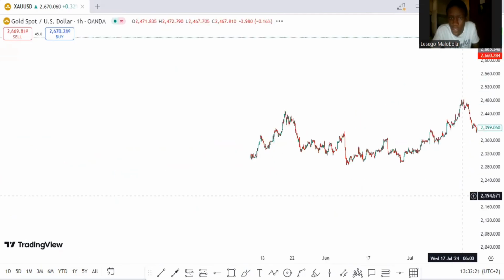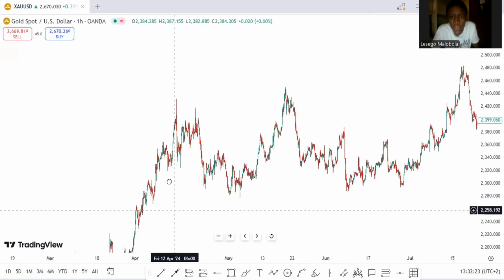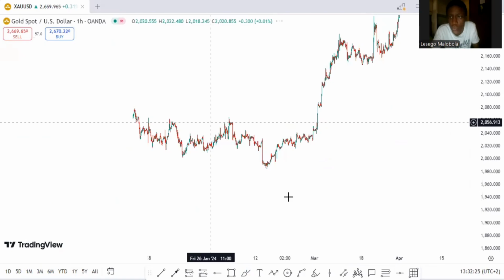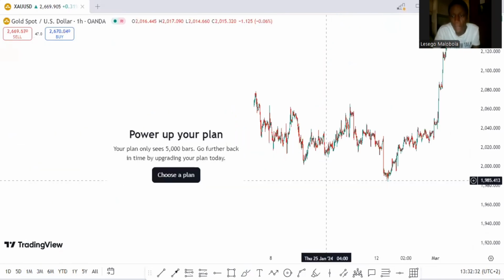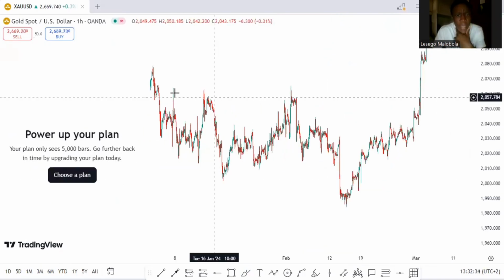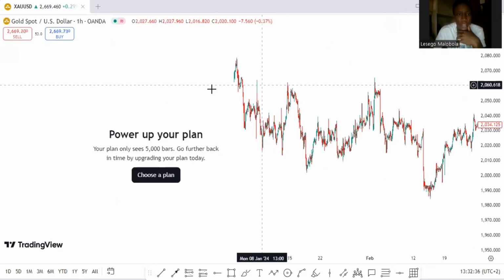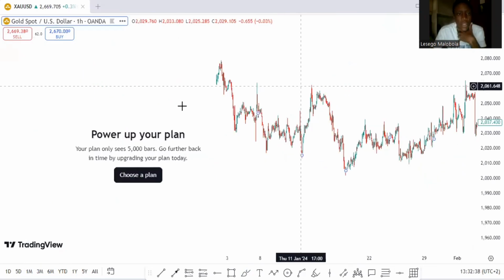Let's go all the way, guys. I'm gonna show you with both examples how support and resistance work, the one I prefer and the other one that I showed you. So let's just see how things are.